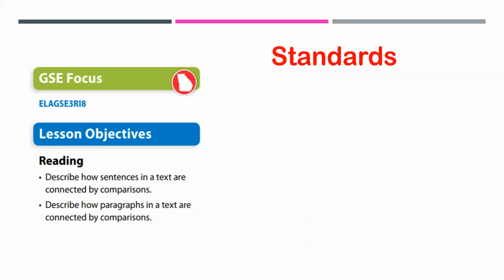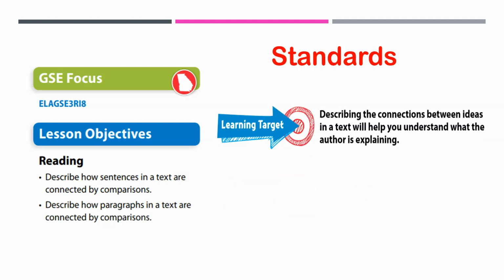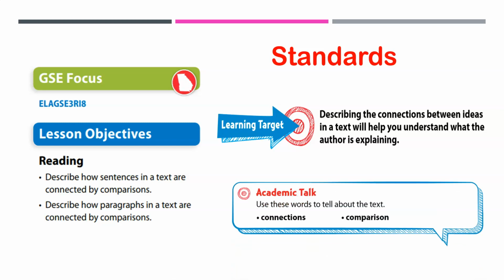So let's review. Our standard is from reading informational standard 8. Describe how sentences in a text are connected by comparisons. Describe how paragraphs in a text are connected by comparisons. So we are going to look at our learning target, which is I can describe the connections between ideas in the text that will help me understand what the author is explaining. Some of the key vocabulary words that we will need are connections and comparison. Let's remember that when we're comparing something, we are seeing how it is similar or alike or different.